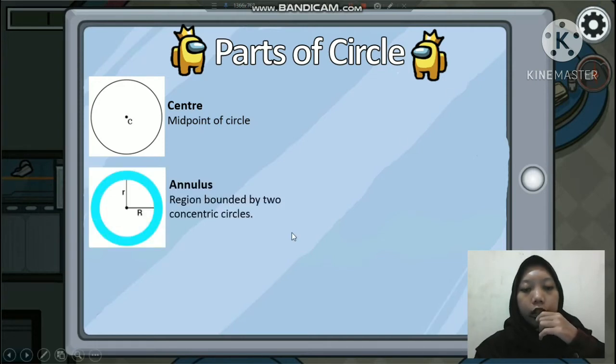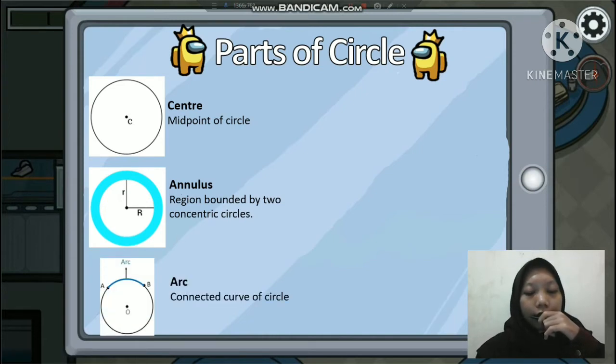Annulus. The annulus is the region bounded by two concentric circles. It's basically a ring-shaped object. We can see it in the pictures. And the third is arc. An arc is a connected curve of a circle. It's basically a connected piece of the curve. We can see this in the picture.